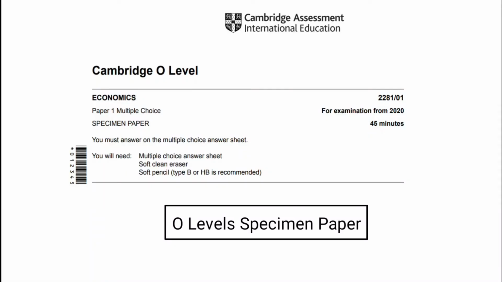Today I am here with the topic O-Level Specimen Paper. This paper is the specimen paper issued by Cambridge Assessment International Education 2020. So this is going to help those students who are preparing for O-Levels and who want to appear in the October-November examinations of O-Level. Number one.